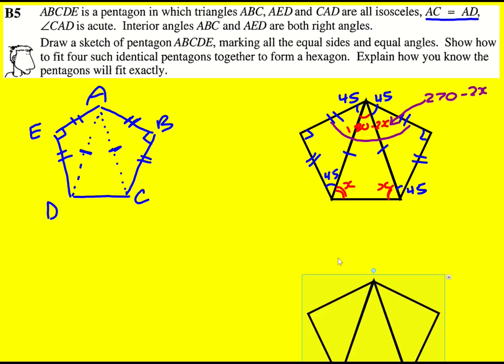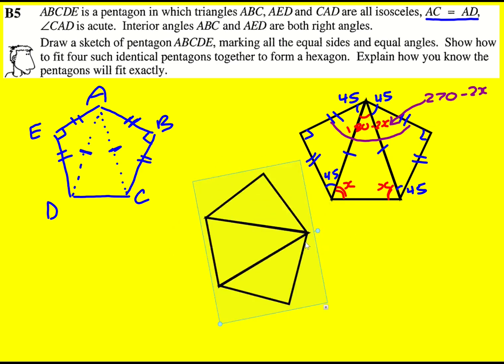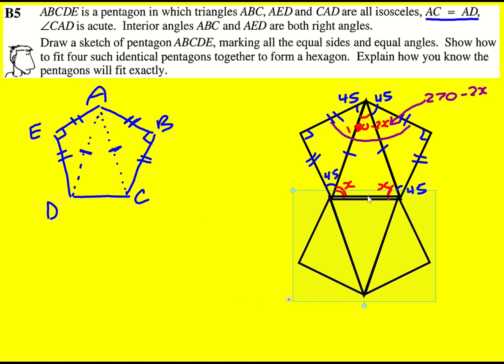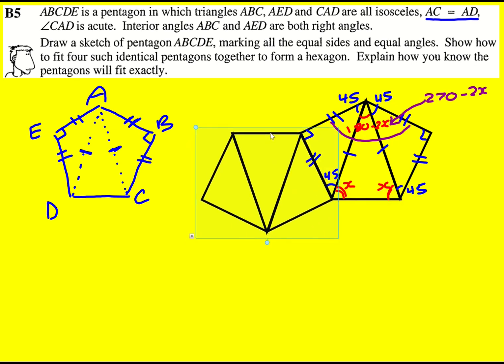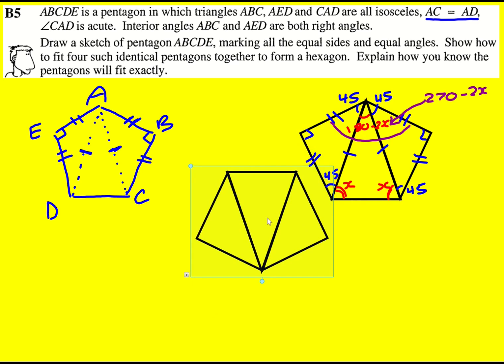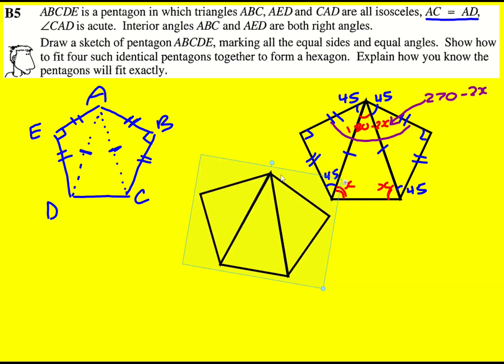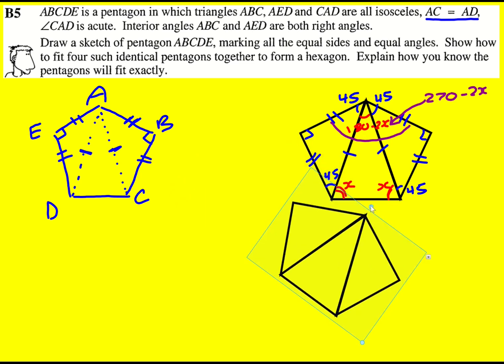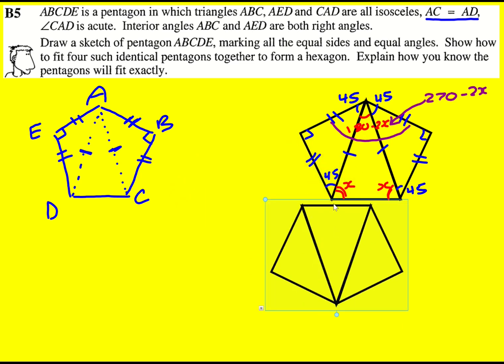Okay, one tempting thing, I think, is to draw the same pentagon but upside down. Like if we start doing stuff like this, there's no way that's going to work. This is kind of where I'm coming from with this, and this just doesn't look like it's going to end up with a hexagon. So let's draw it down here.